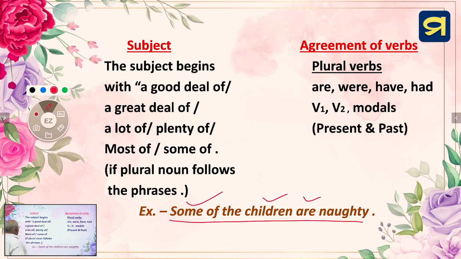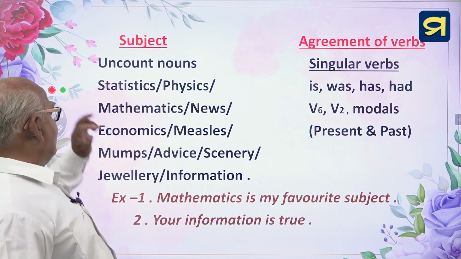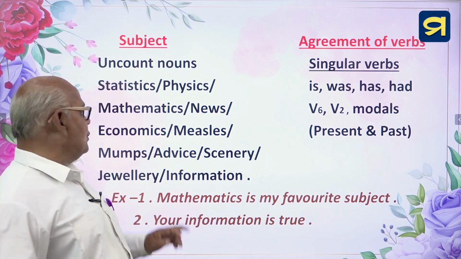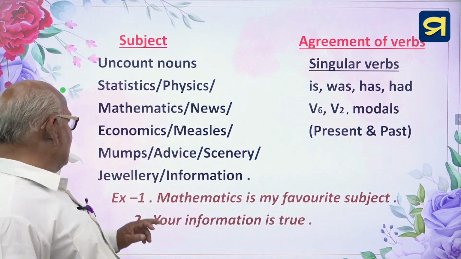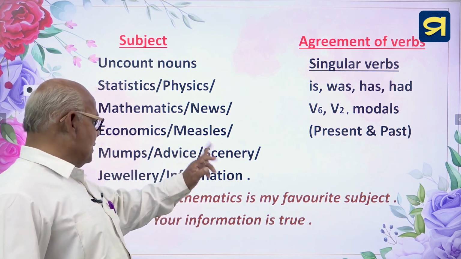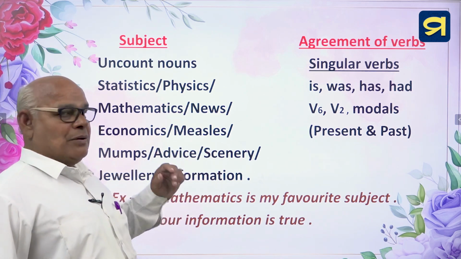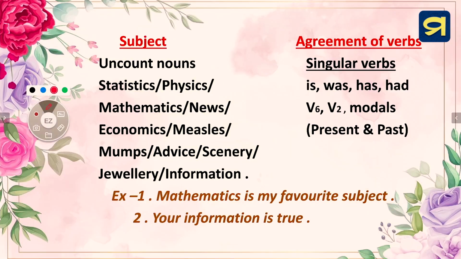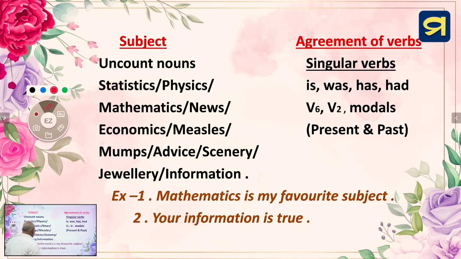These all are statistics, physics, mathematics, news, economics, measles, mumps, advice, scenery, jewelry, information. These all are uncountable nouns and they always take singular verbs. Let's discuss the examples. Mathematics is my favorite subject. Mathematics is the subject. It is an uncountable noun. It takes the singular verb "is".